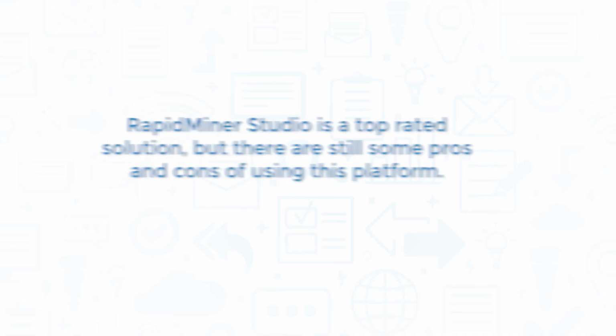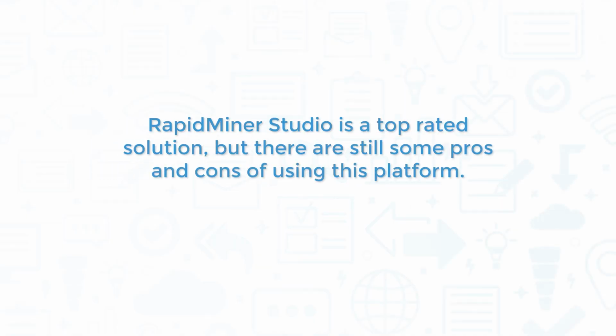Once you've successfully built your model, you can see more information about the actual numbers by clicking on the description tab on the left. RapidMiner Studio is a top-rated solution, but there are still some pros and cons of using this platform.